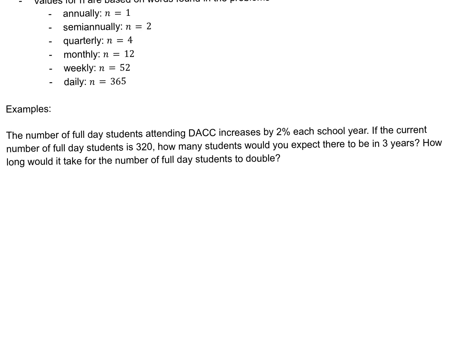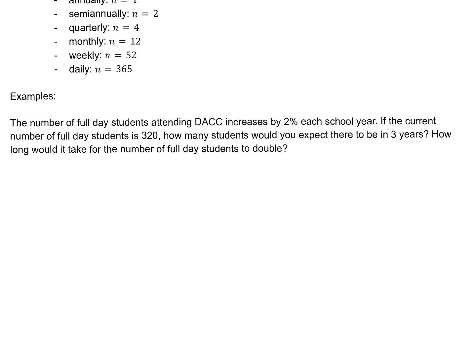In our first example, we have the number of full-day students attending DACC increases by 2% each school year. If the current number of full-day students is 320, how many students would you expect there to be in 3 years? How long would it take for the number of full-day students to double? So two-part question. So the first thing I'm going to do is write the equation. And this does represent growth because it says in our problem that it is increasing. So we're going to have y equals our initial amount, 320, then 1 plus 2% as a decimal, 0.02, to the x.